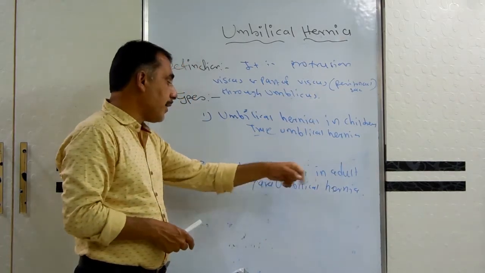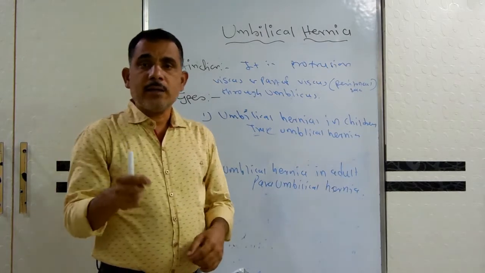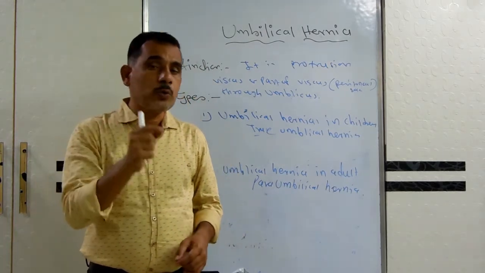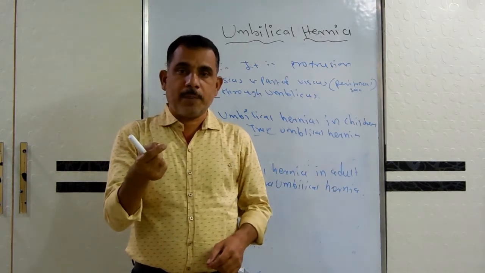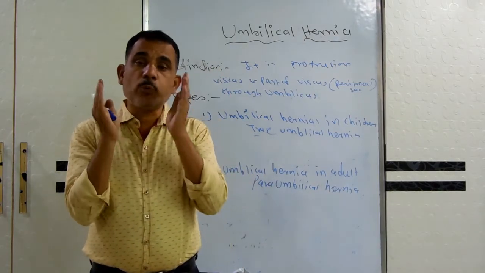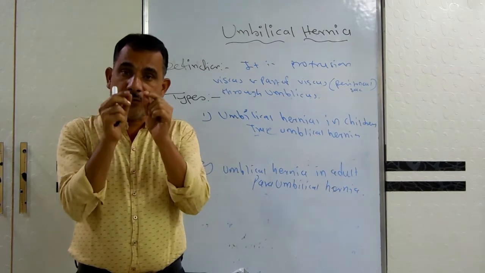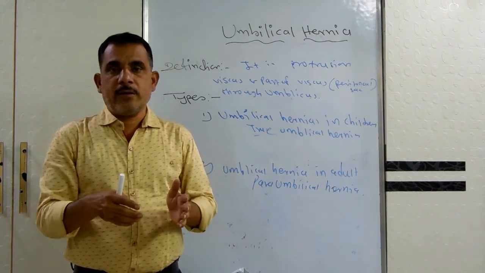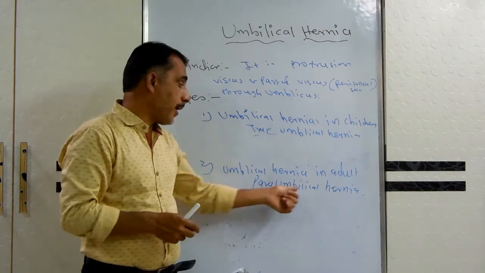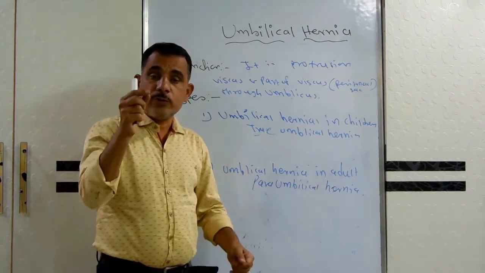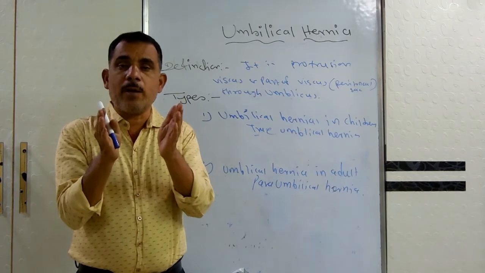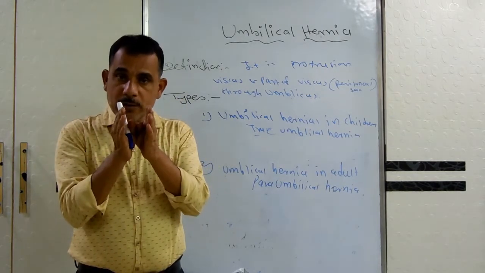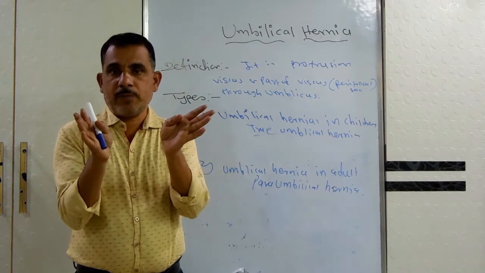Second, the umbilical hernia in adults. In adults, the hernia occurs in the umbilical region, but not through the umbilical scar. Here, the bulging or protrusion is through a weak point somewhere around the umbilicus, and that's why the hernia is called paraumbilical. This is due to weakening in the linea alba, the central line. Through the gap the herniation occurs.